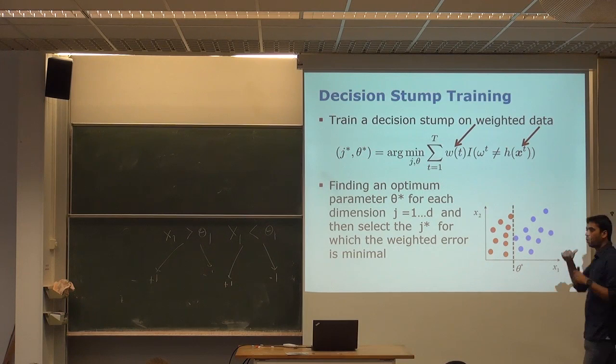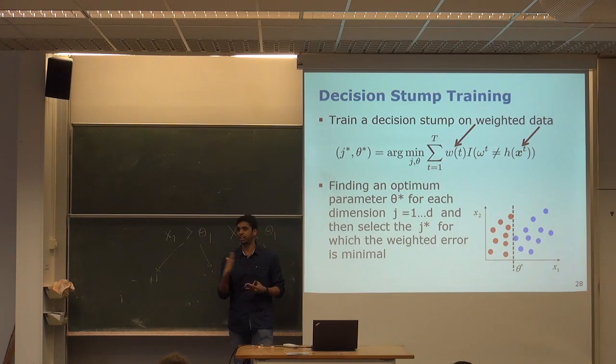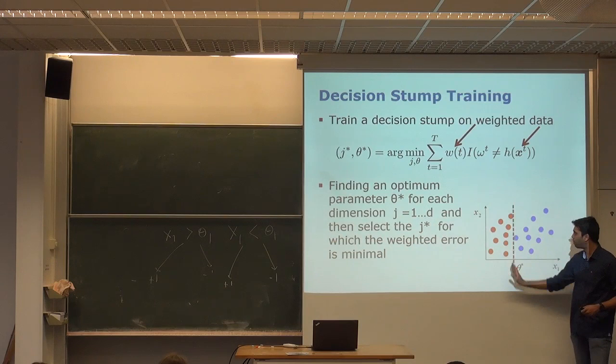What does training a decision stump mean? Training here just means figuring out the value of theta. What's the value of theta that I should use for this decision stump? Which basically means where should I place this bar here? Should I place it here? Should I place it here? Should I place it here?